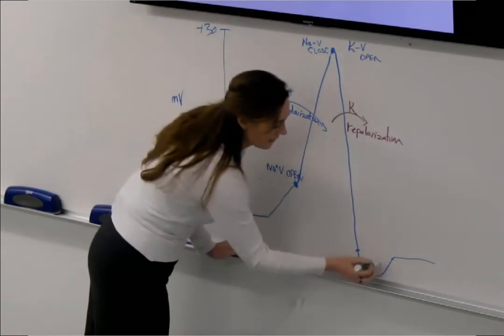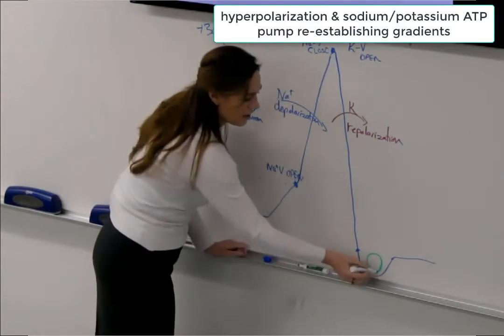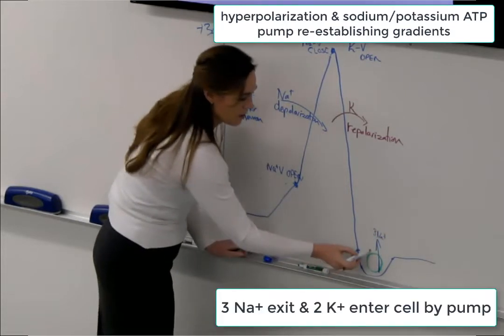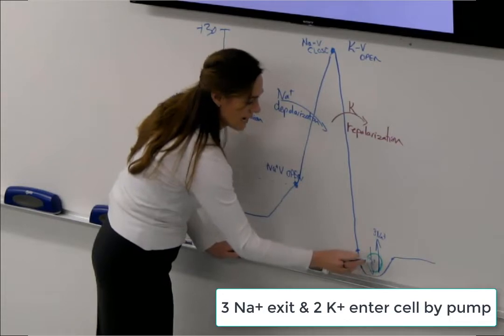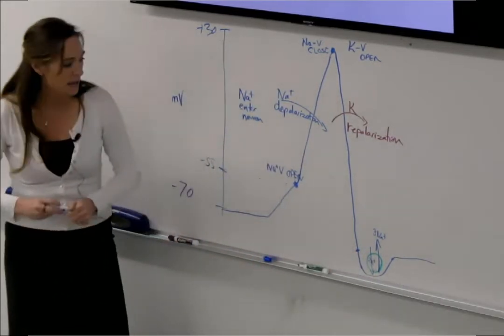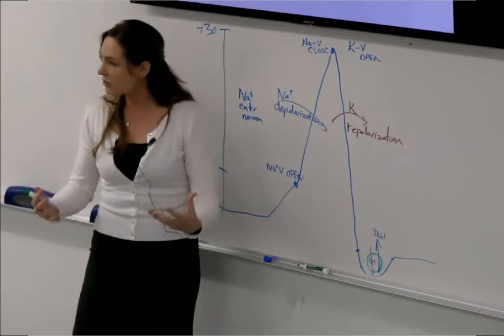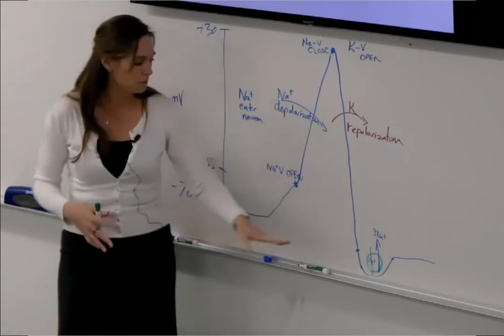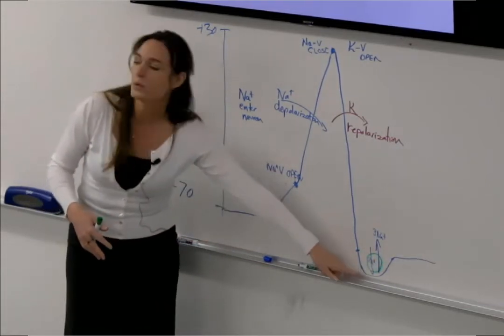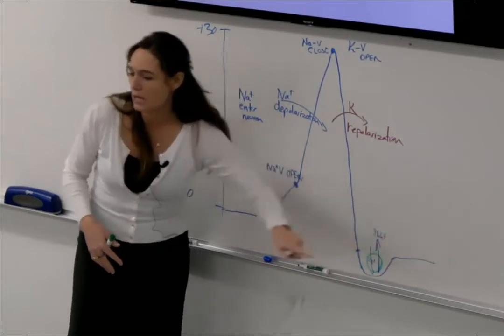And then in this phase, I'll just draw it as a circle, we have our 3 sodium going out, and we have our 2 potassium going back into the cell. So it's the pumps, and that phase is known as the overshoot, hyperpolarization, undershoot. Look at a couple of terms here. So it's really just rebalancing during this phase, and then we're back to normal again.